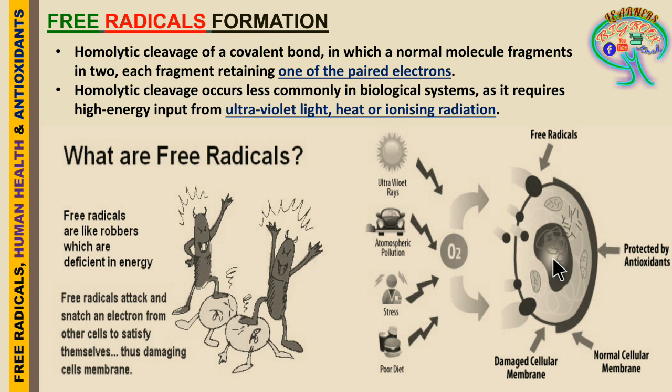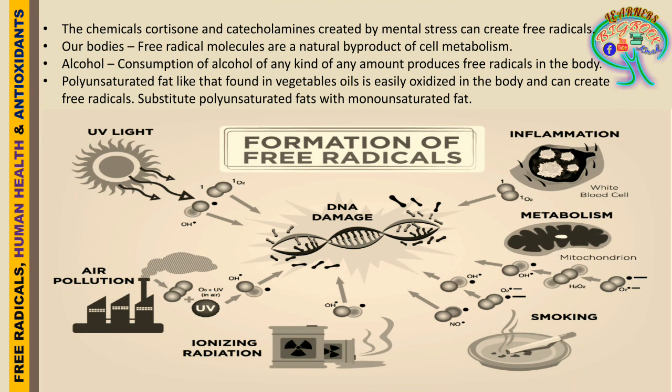Now coming to the next slide, free radicals, how they are formed, the continuation. The chemicals cortisone and catecholamines created by mental stress can create free radicals. So if you are going to take these chemicals, they can cause mental stress and can create the free radicals. Body's free radical molecules are a natural byproduct of cell metabolism. As we already discussed in the first slide during the definition and description, the metabolism is where the byproduct free radical has been produced.